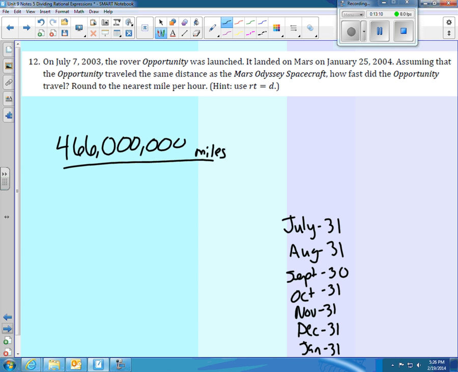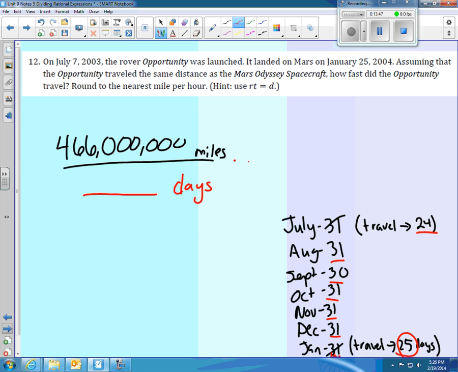But in July and January, they didn't travel all of those days. In July, they didn't leave till the 7th. So count that up. They actually only traveled 24 of those days. And in January, they landed on the 25th, so they actually only traveled 25 days. Okay, so I want you to add up all my days, not the 30, this one. Add those all up, and I want you to put that in here.